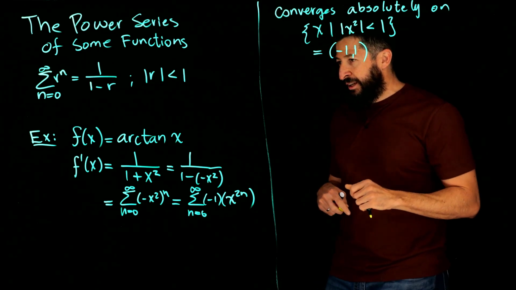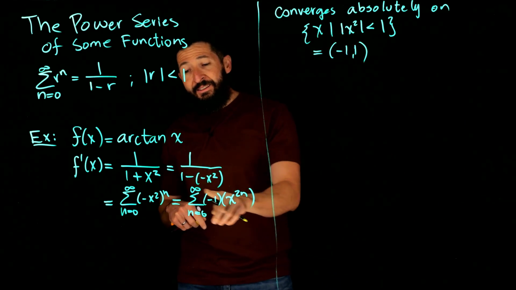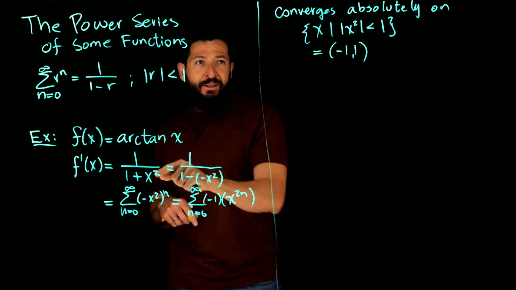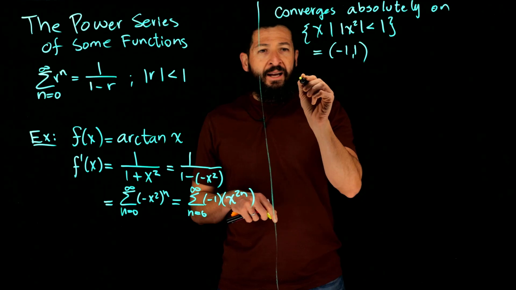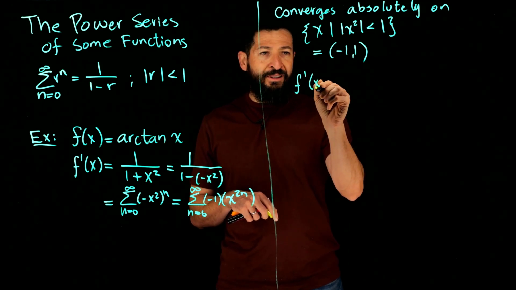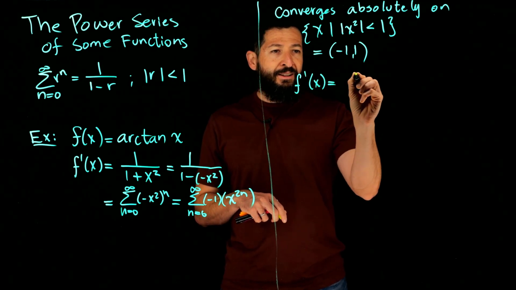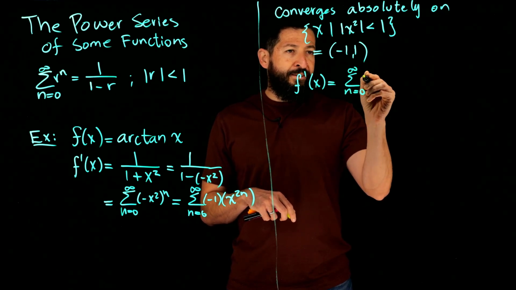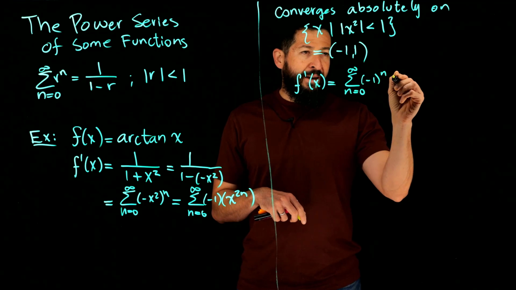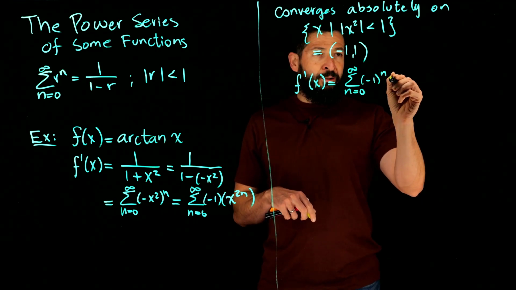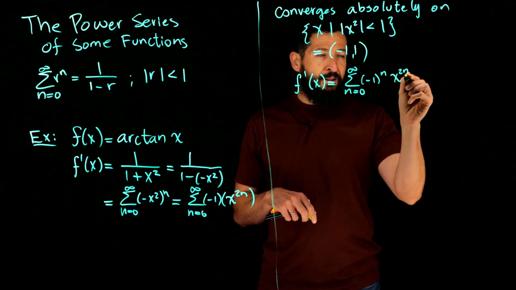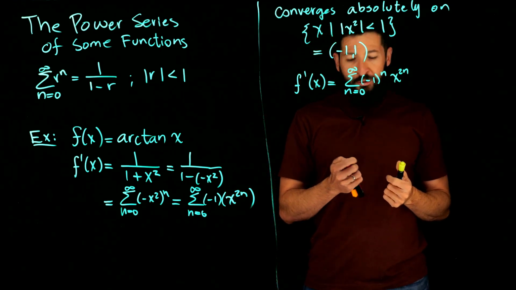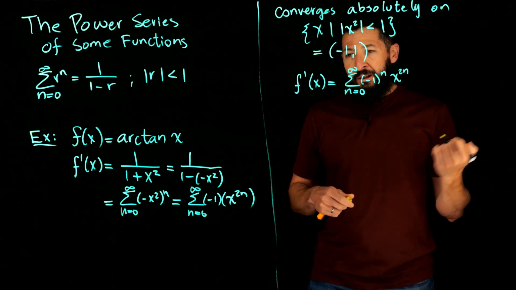Okay, so that's going to be our interval of convergence. However, that is the series for that function right here. So I have that f prime, which is the derivative of the arctangent, is the sum from n equals 0 to infinity of negative 1 to the n, and then we have our x to the 2n. So how do you go from the derivative to the original function? Well, we're going to have to integrate here.